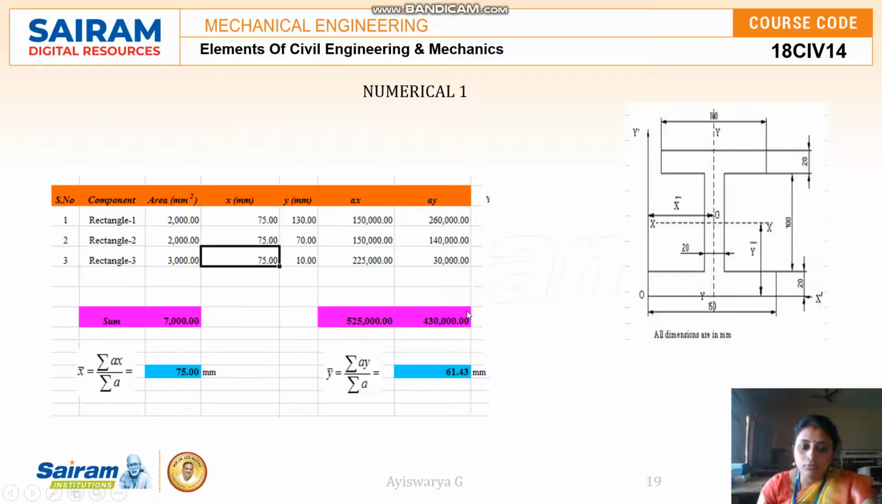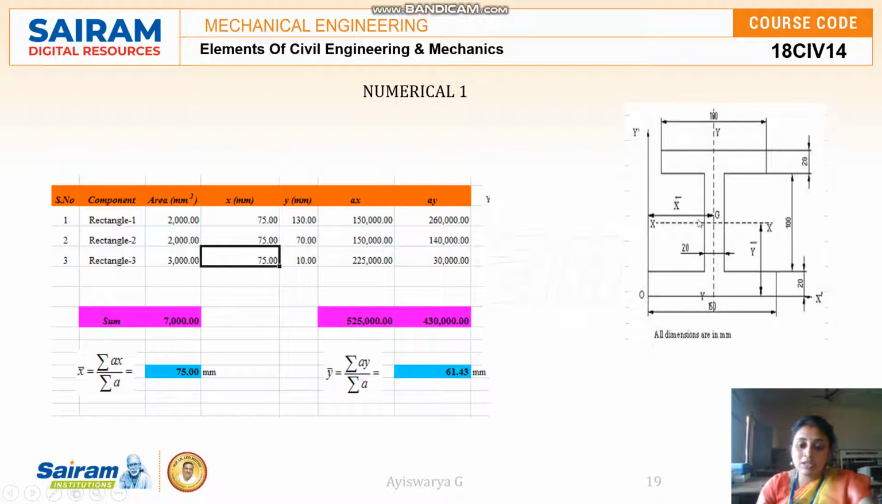The numerical number 1 is an I section. It is given with a top flange of 100 mm width and 20 mm depth, and the web is of 20 mm width and depth of 100 mm, and the bottom flange of width 150 mm and depth 20 mm. So now we shall see how to solve this particular numerical.